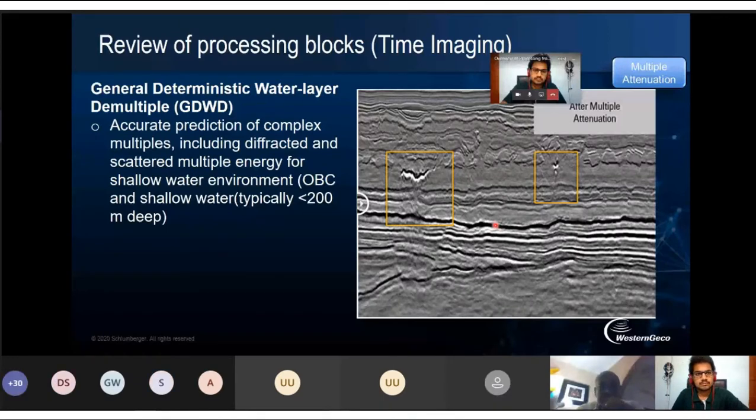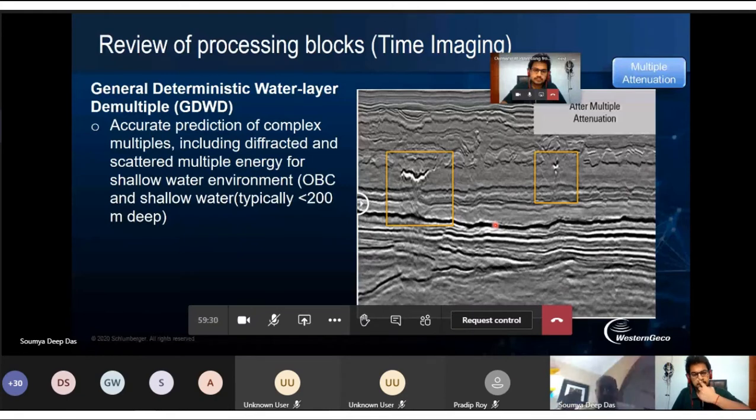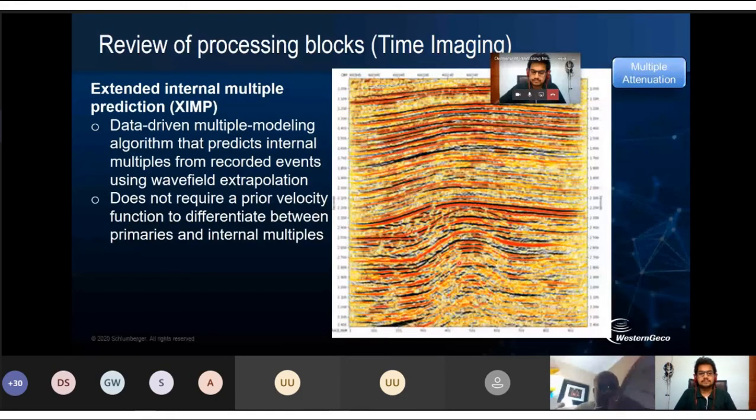Remember, this is a very memory intensive and costly process. So far, the algorithms that I have presented are very memory intensive, but XIMP is 2 to 3 times more computer intensive and expensive than the previous ones, GSMP and GDWD, because it is hard to predict and it runs across zillions and zillions of equations to try to predict the multiple. So this is a classic example of a land survey.